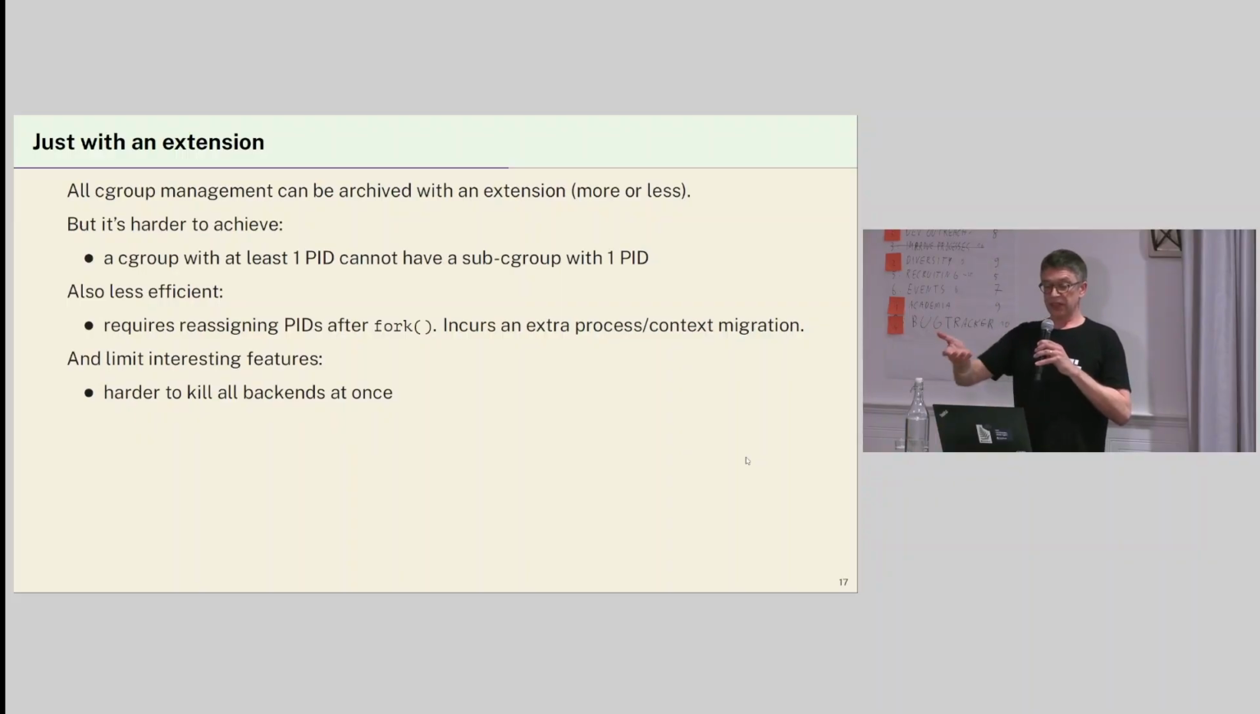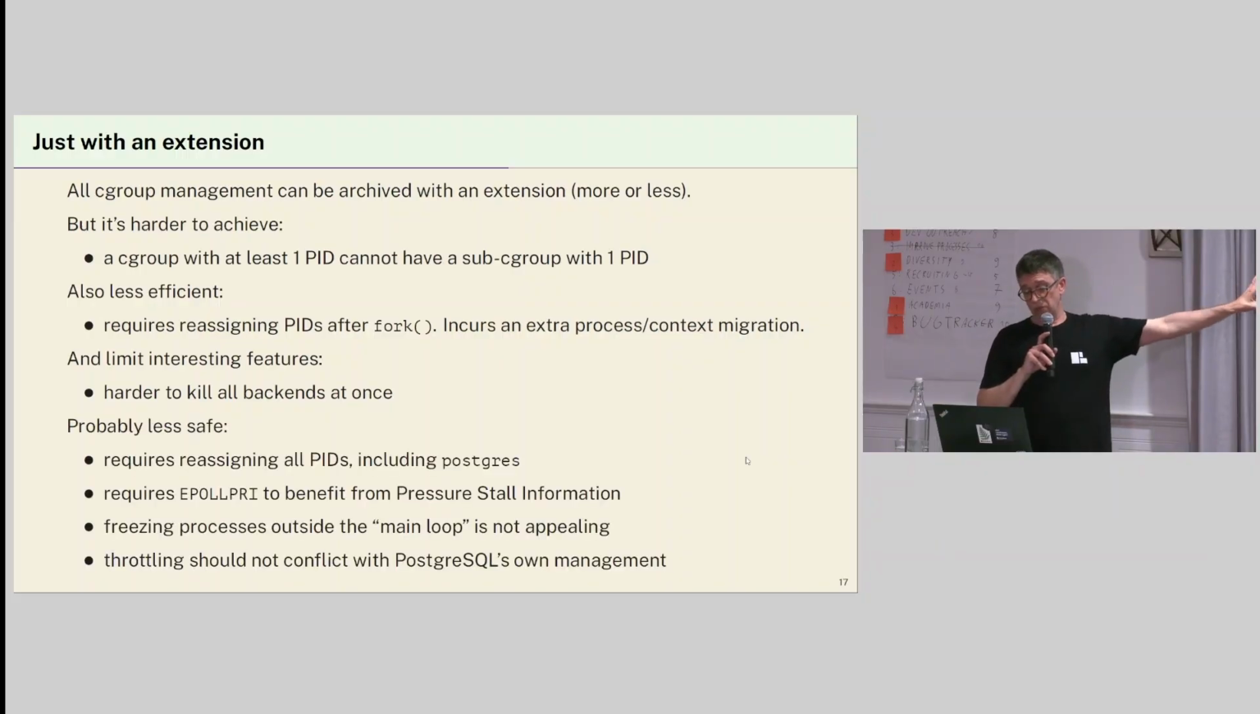And also the fact that this is an extension, it limits the features. For example, with control group, it's super easy to kill all the processes at once. Just have one syscall, and boom, everything down. We don't have to loop to kill all the backends when PostgreSQL is crashing. It's useless. We can do it all at once. It's safer.